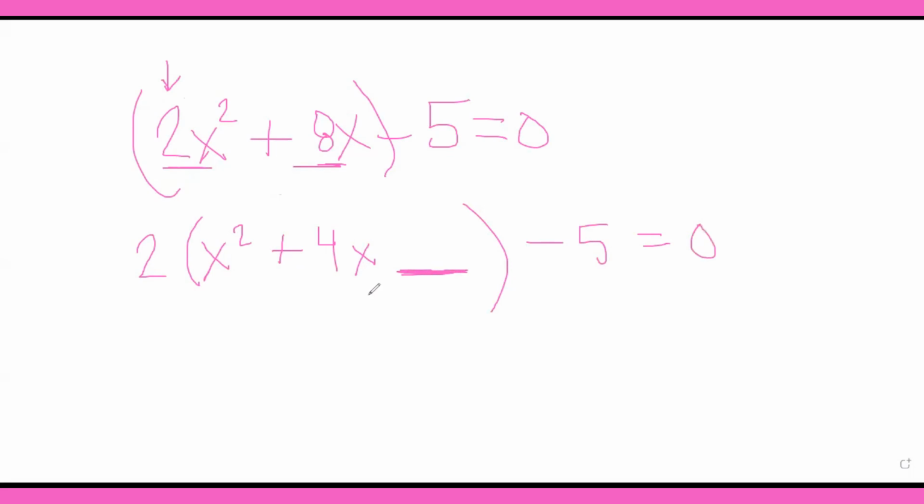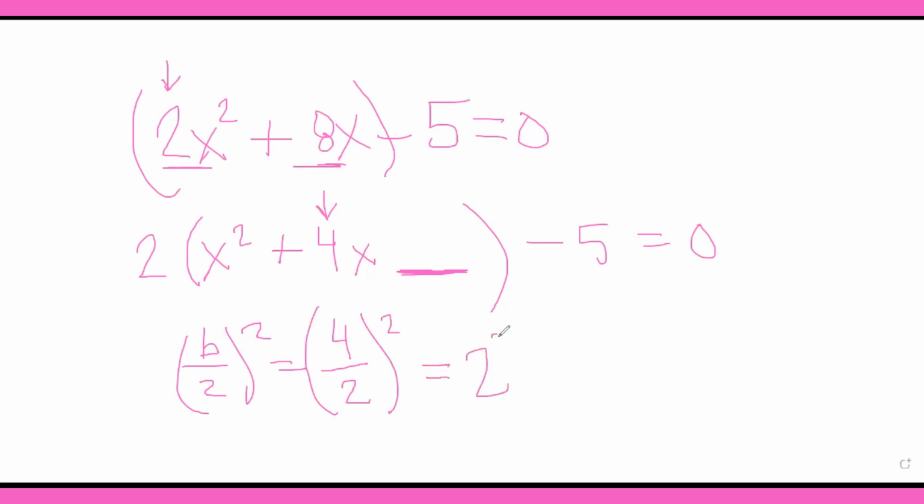So in the blank goes b over 2 squared. So for us, that would be 4 over 2. This is my b term. 4 divided by 2 is 2, and we square that. So that would be 2 squared, which equals 4. So again, positive 4. So if I've added 4 onto the left side, I need to add 4 to my right side.